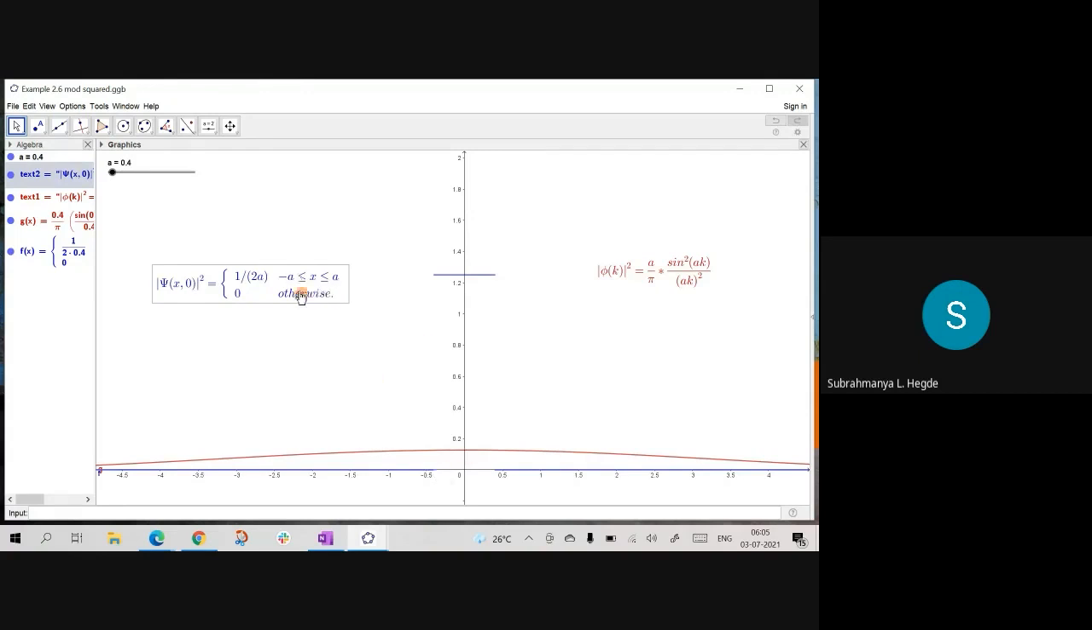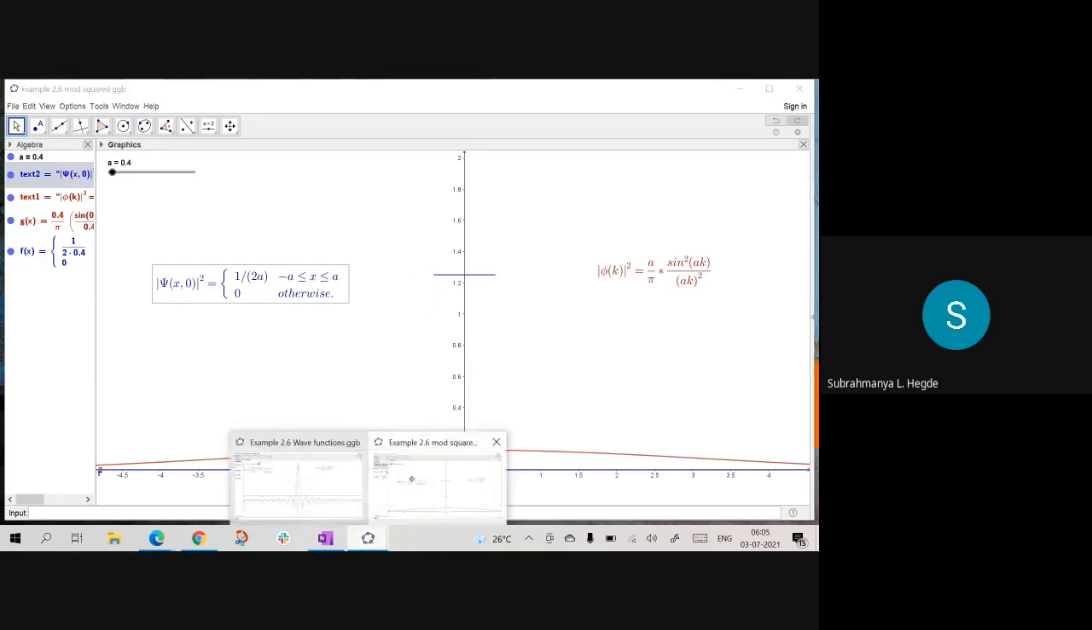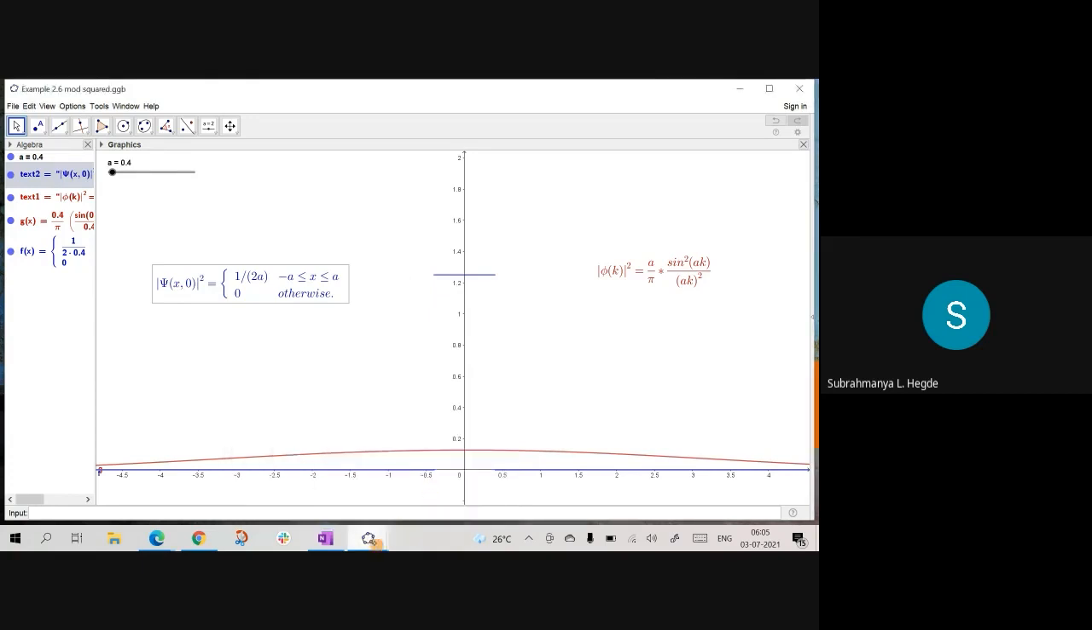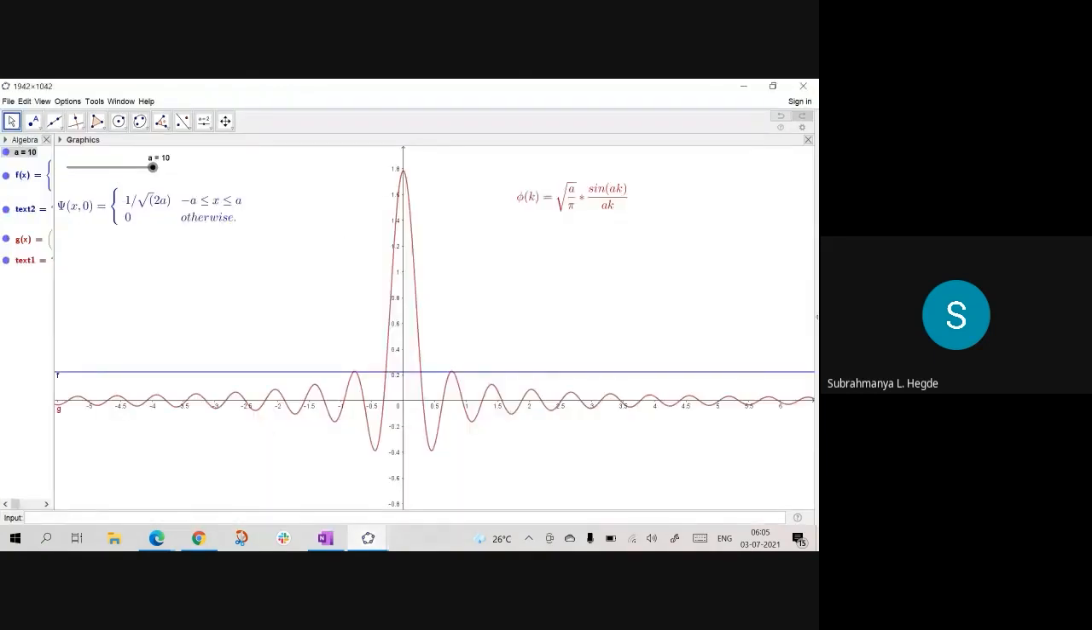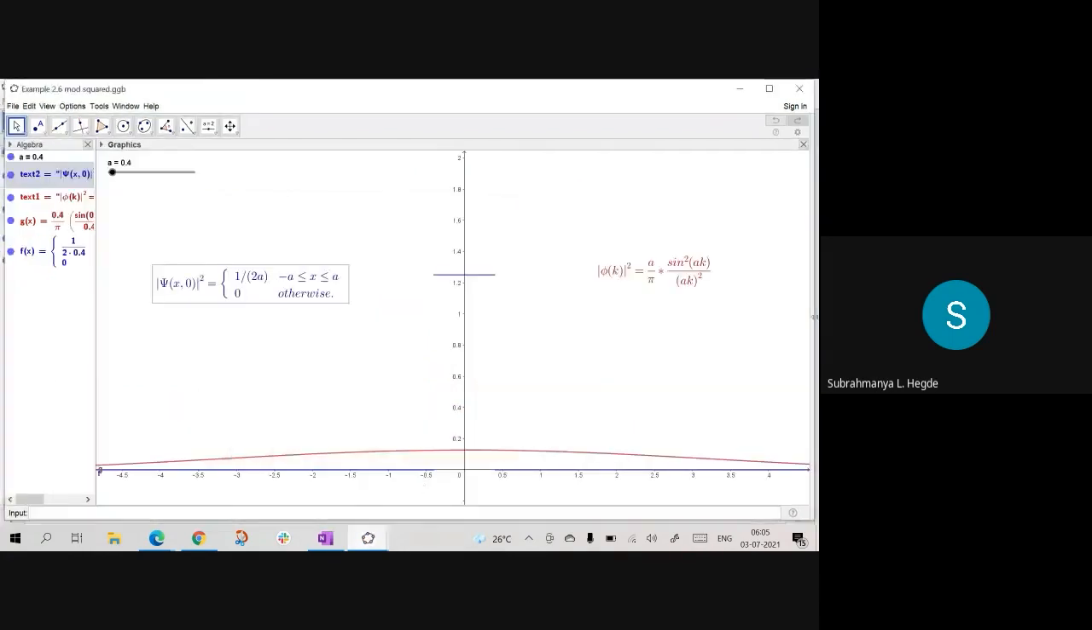When I make a small, a small means the particle is somewhere here, in the small region. So this is my distribution. Mod psi square is a distribution. Earlier whatever I have drawn, these were the wave functions, psi and phi. Here I have drawn the mod square of them, because mod square talks about probability density, isn't it?